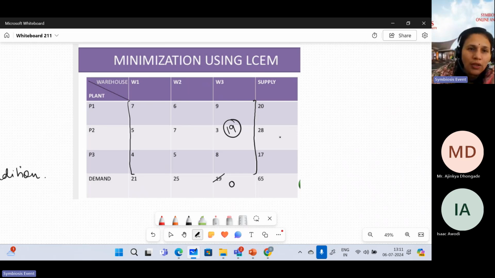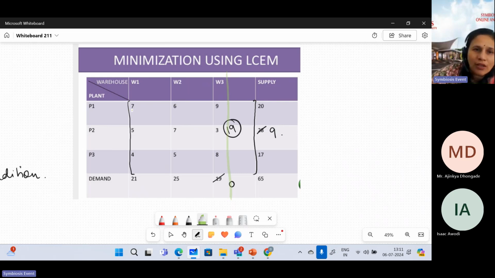From where you have given it? Through the P2 plant. And P2 plant, how many units can he supply? He can supply 28 units. So if 19 is already allotted somewhere, how much is he left with? He is left with 9. Done. Whatever becomes 0, just eliminate that row or that column.